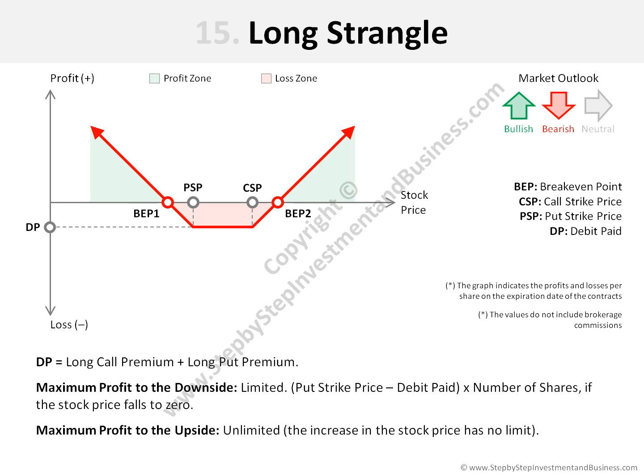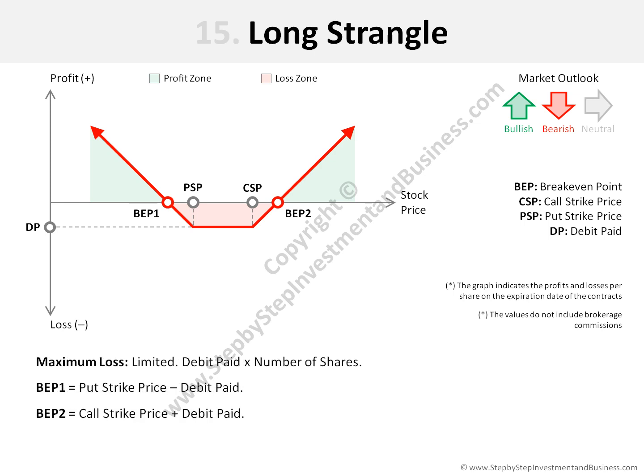The debit paid to initiate the position is given by the premium paid for the call plus the premium paid for the put. With this strategy, we can make profits in either direction. The maximum profit to the downside is limited, but it can be very large. The most we can make is equal to the strike price of the put minus the debit paid multiplied by the number of shares. This occurs if the stock price falls to zero. The maximum profit to the upside is unlimited because the increase in the stock price has no limit.